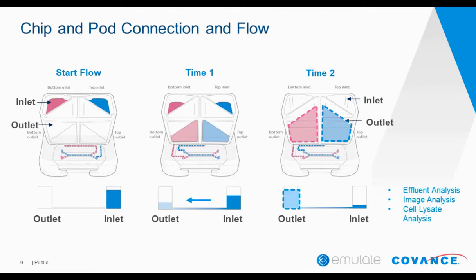Then these schematic views show how the volume changes from inlet to outlet over time. You can add up to 4.5 ml of culture or dosing media in each inlet when you start. Then you can set a flow rate from 0 to 1,000 microliter per hour in our instrument. So at time 2 on the right, you have increased volume in the outlet reservoirs over time.